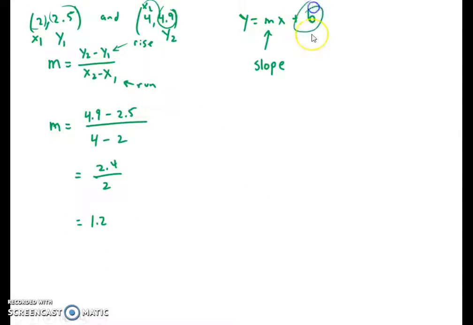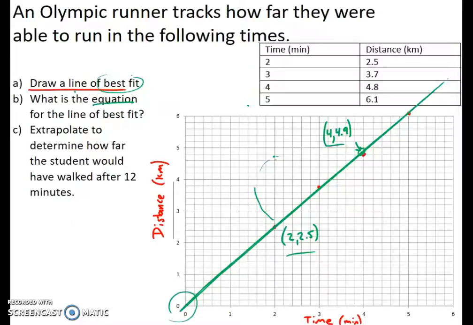So now all we have to figure out is what is that b value, and we'll be able to figure out the equation of the line. Now looking at this, it looks like my b value, which is my y-intercept, when does it cross the y-axis?